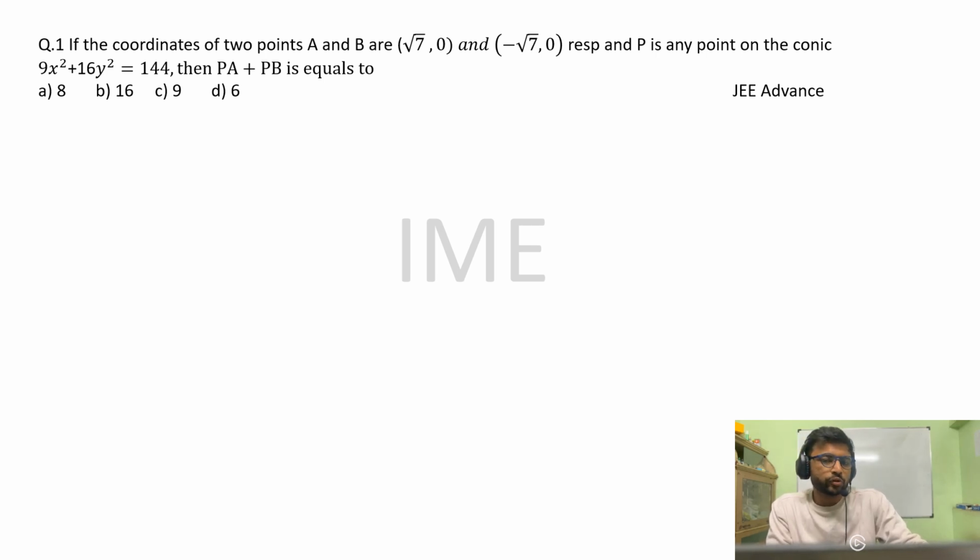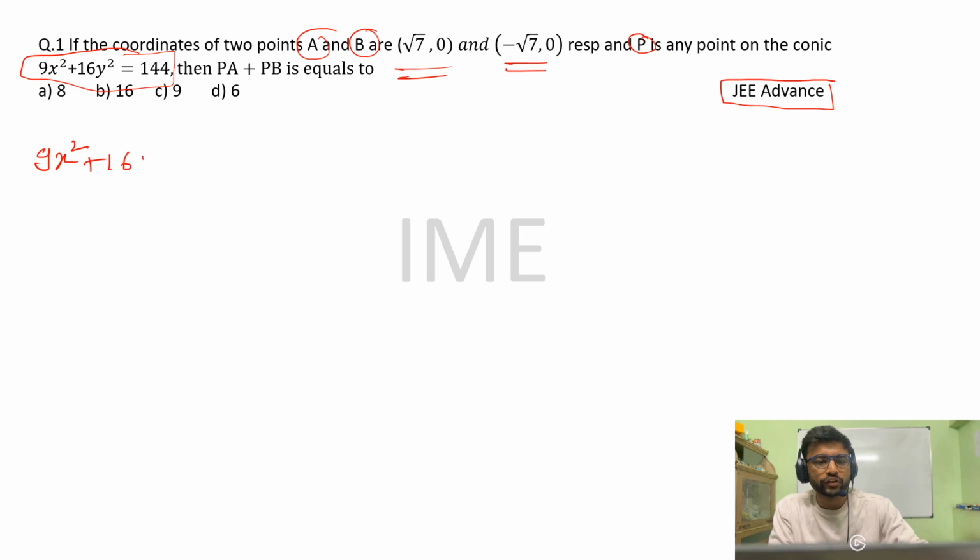Today we will see one question from Ellipse which was asked in JEE Advanced. The question is very simple and very basic. See what is given in the question. We are given 2 points A and B with coordinates root 7 comma 0 and minus root 7 comma 0, and we are also given that P is any point on this conic, 9x square plus 16y square is equal to 144.